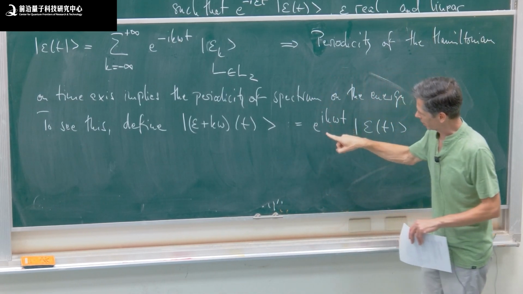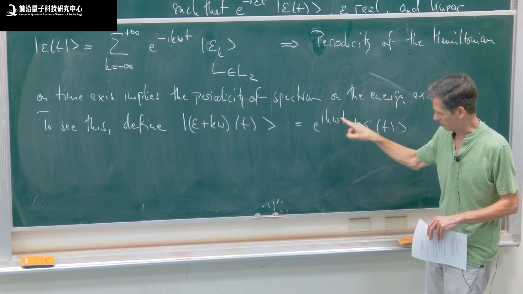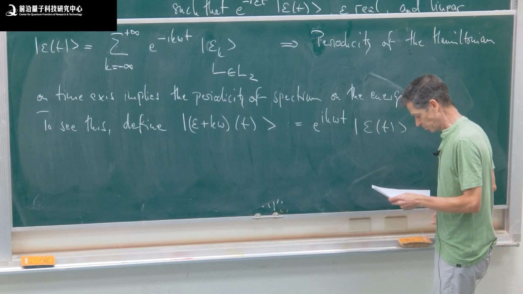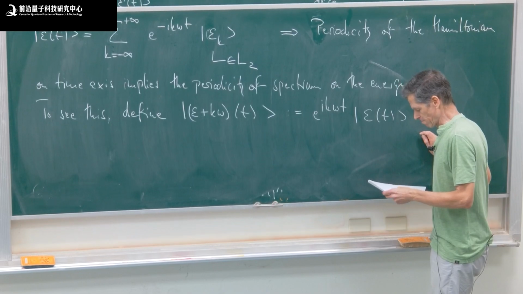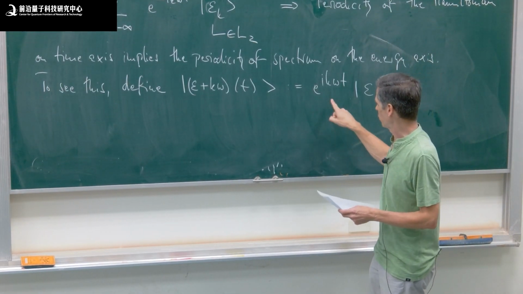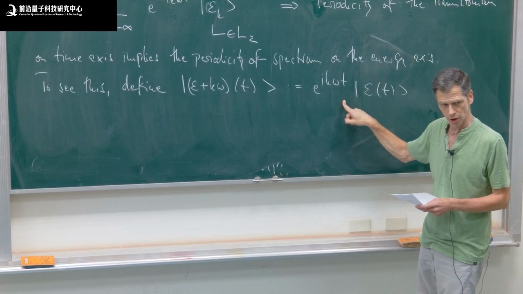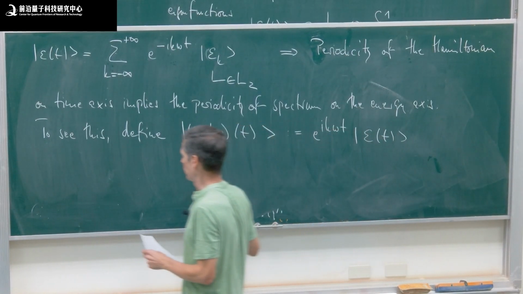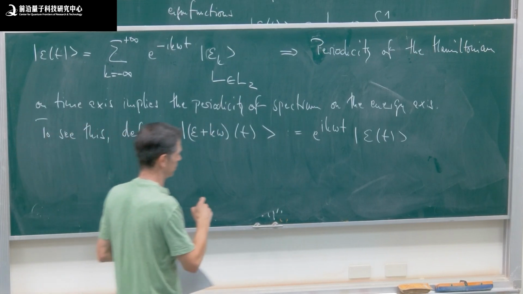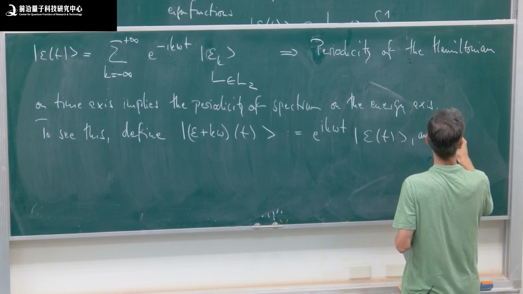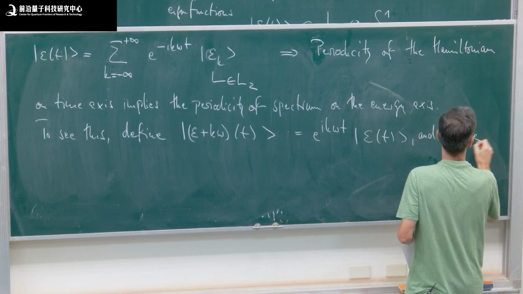Whether you take plus or minus here doesn't matter, you just have to be consistent. Here it shows plus. And so what you first want to show is that this also solves the Floquet eigenvalue equation. Okay, so define this, and observe that.